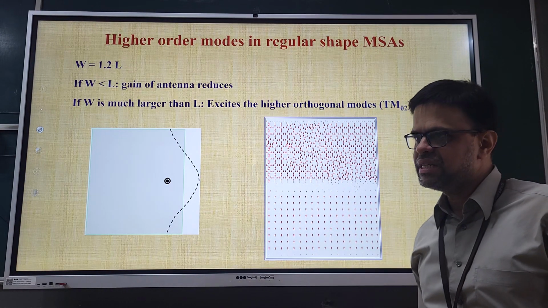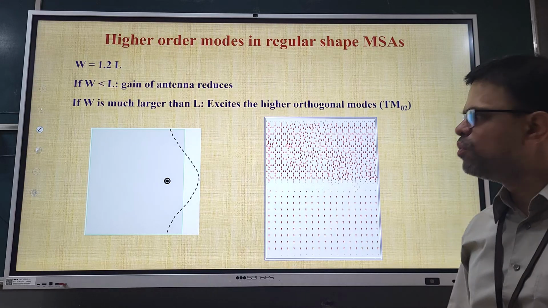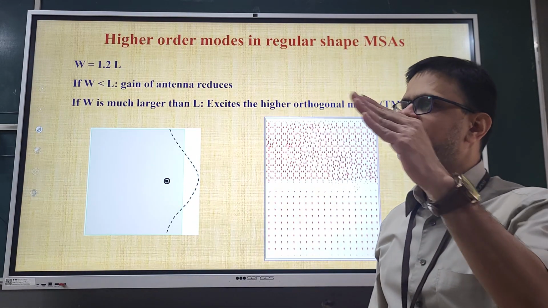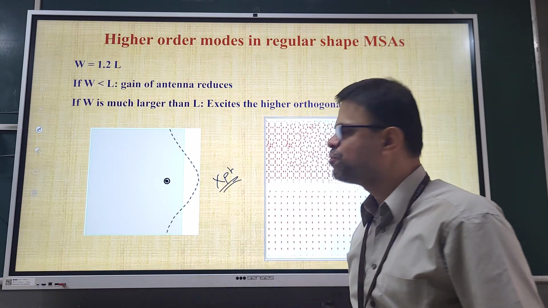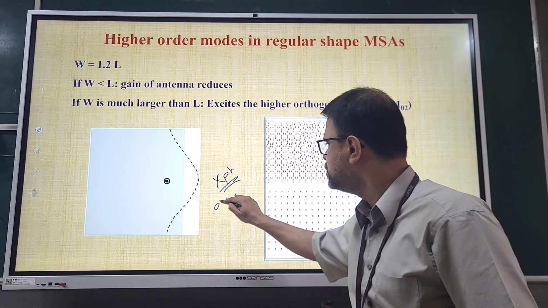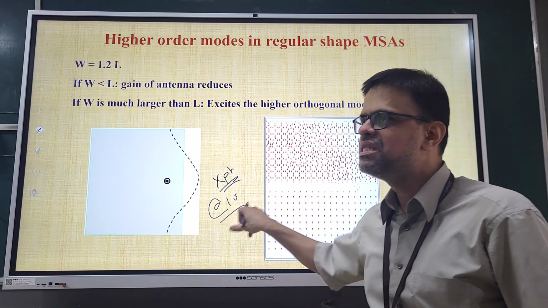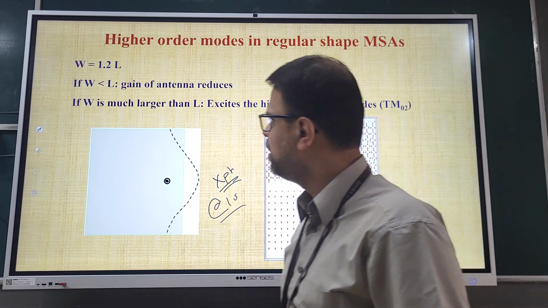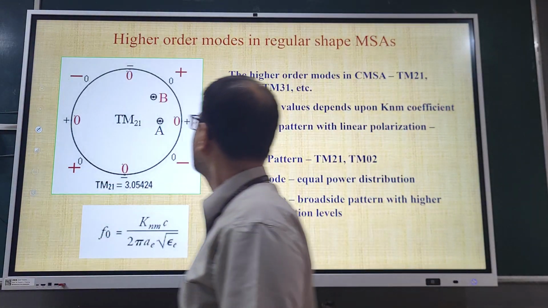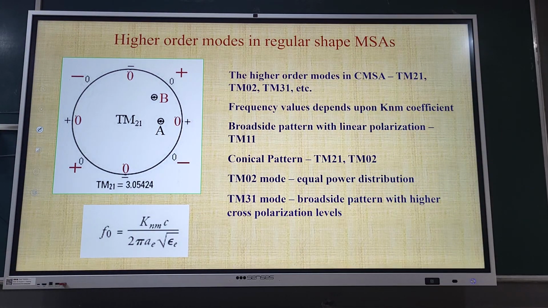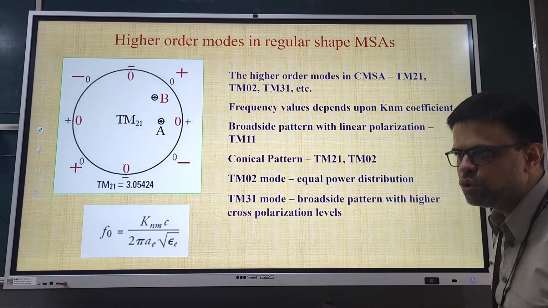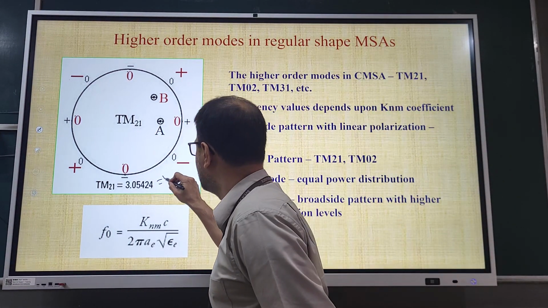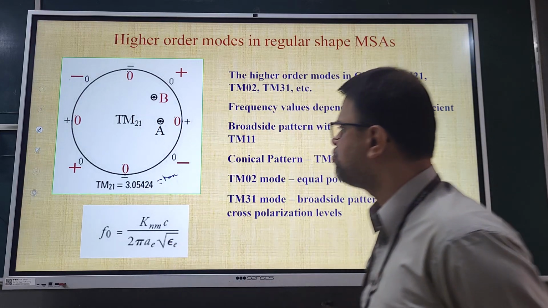Here we already discussed in the previous lecture that the TM02 mode always comes with TM10 mode excitation, and this is the main reason for cross polar generation at the TM10 mode. At TM10 mode, this is the main source of cross polar level generation. Okay, so here I have already drawn, with respect to the fundamental mode, the offset feed point location. The next higher order mode is TM20, and this is the KNM value, 3.05424.